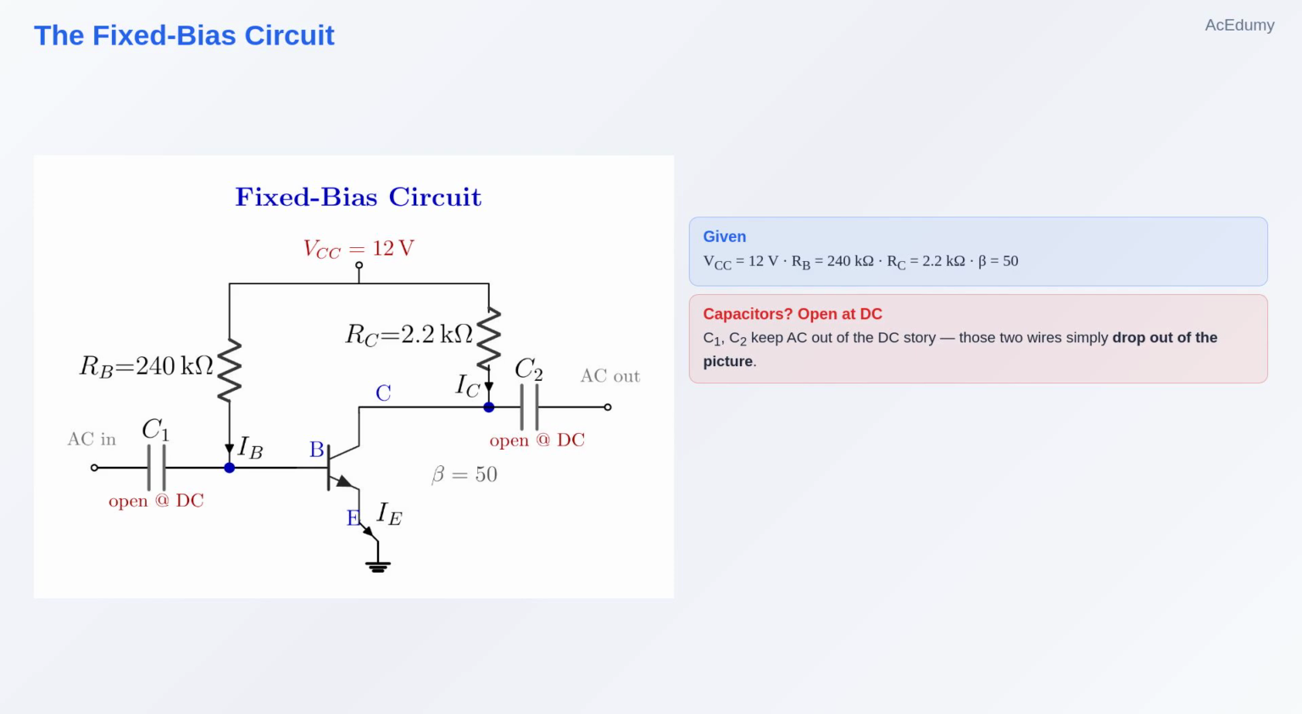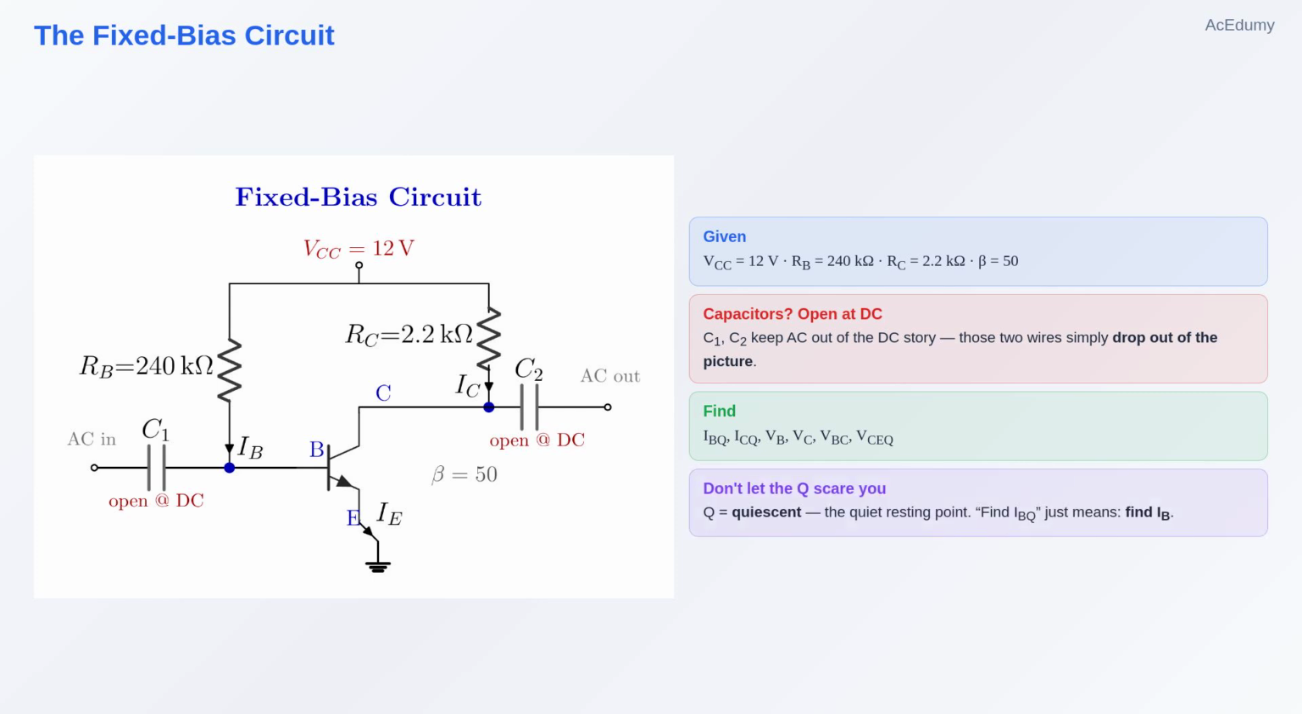Beta is 50. You also see two capacitors where the AC signal would come in and out. But remember, in DC analysis, a capacitor is an open circuit. They are there precisely to keep AC out of our DC story, so those two wires simply drop out of the picture. The question asks for I sub BQ, I sub CQ, V sub B, V sub C, V sub BC, and V sub CEQ.